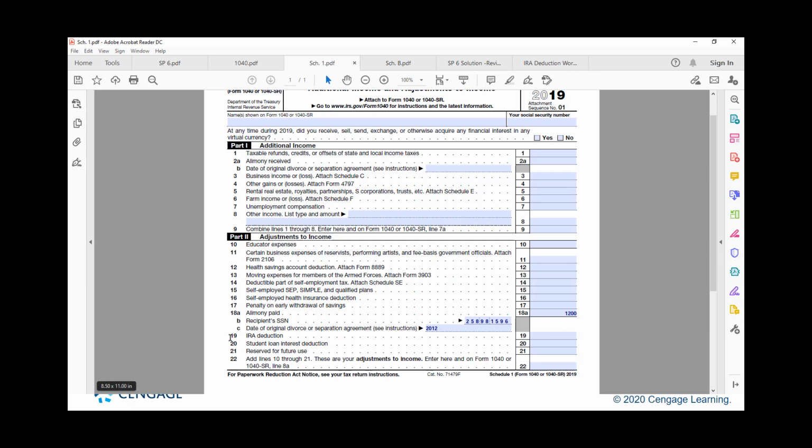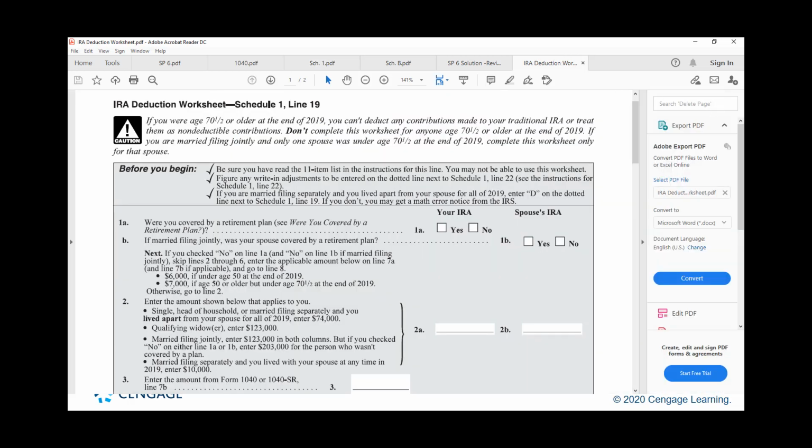Here, line 19 reports the IRA deduction. In order to figure this amount, we need to do the IRA deduction worksheet. This worksheet helps to determine, of the amount contributed to the traditional IRA of $6,000, how much of that is deductible. On this worksheet, we see that there are two columns, your IRA and spouse's IRA.